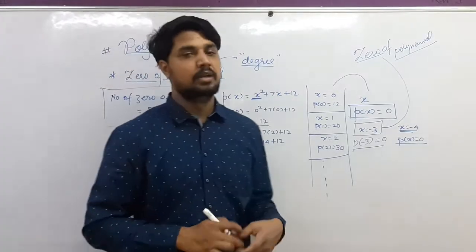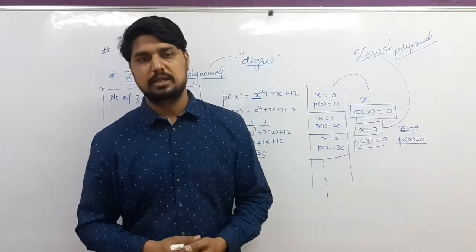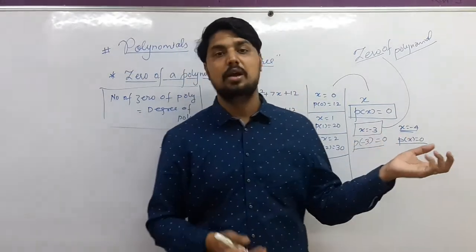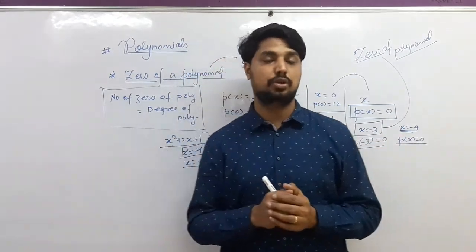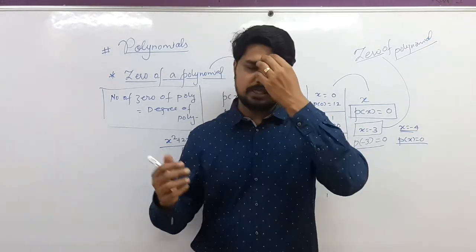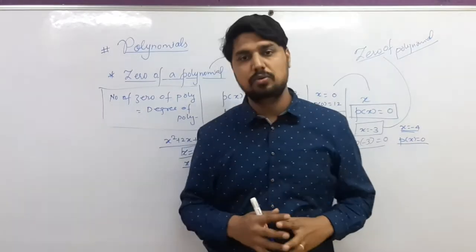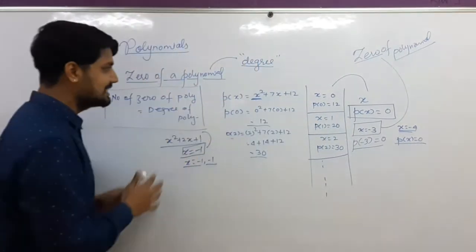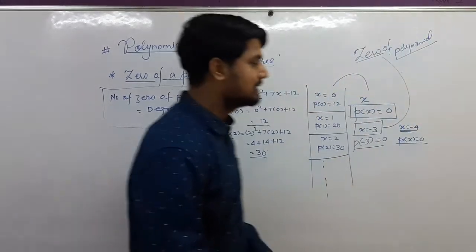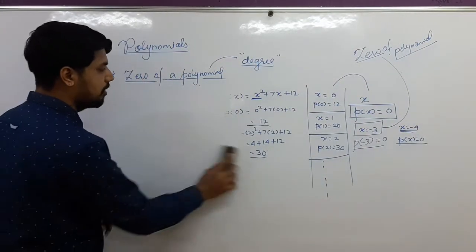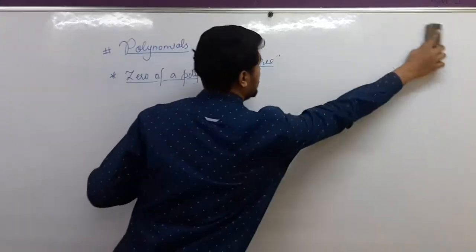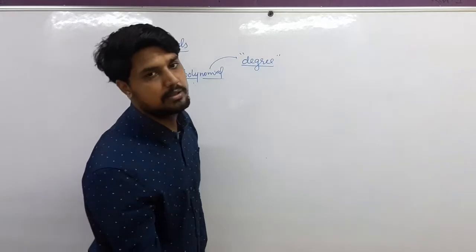It may happen. In the upcoming classes we will study why some zeros are equal, why some zeros are different, what the relation between these zeros is, and what exactly these zeros represent. But for now, you just understand what the zero of a polynomial is. So once again I will revise the definition. The zero of the polynomial is the value of the variable for which the value of the polynomial becomes 0.